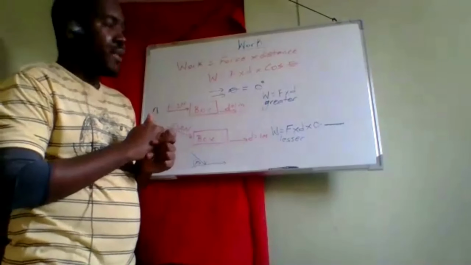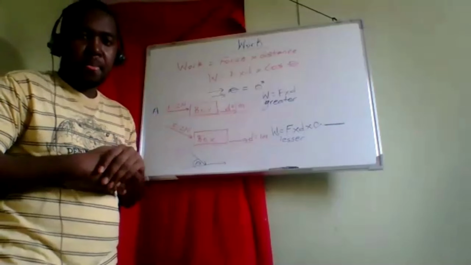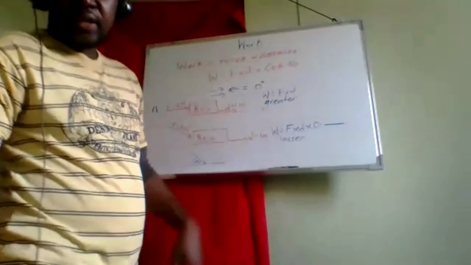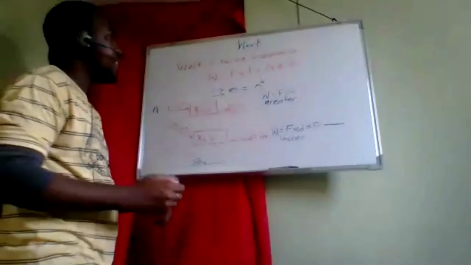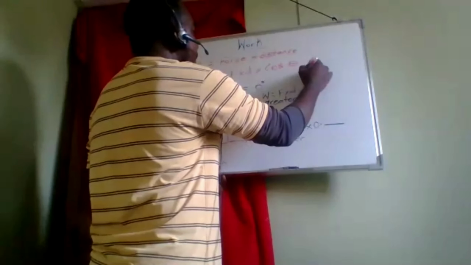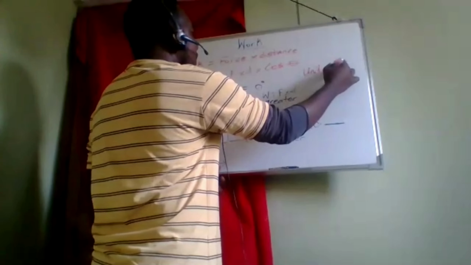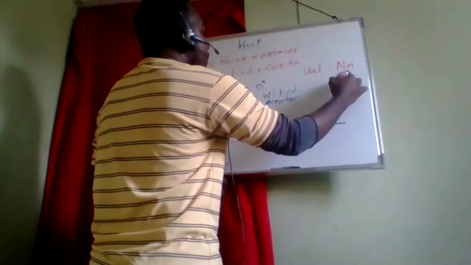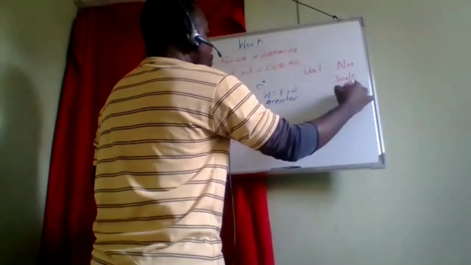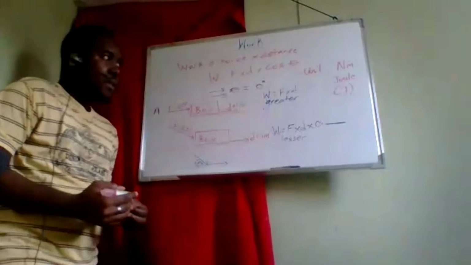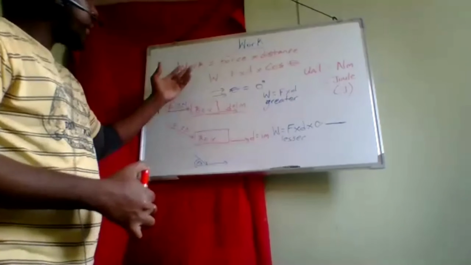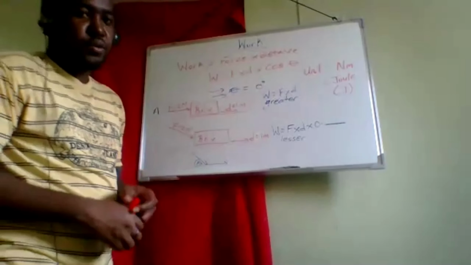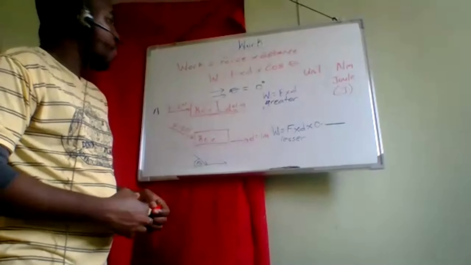All right, are there any questions in regards to that? All right, great. In this case, we should note that the unit of work would be Newton meters, or more popularly used, Joule, capital J. So the unit of work is the Newton meter, which is also the Joule.